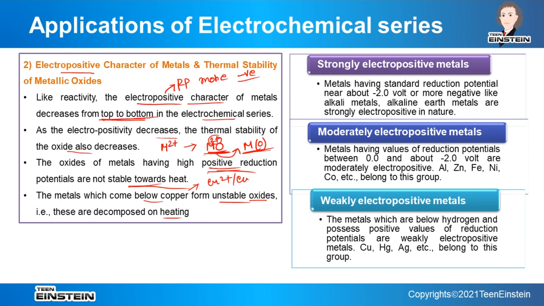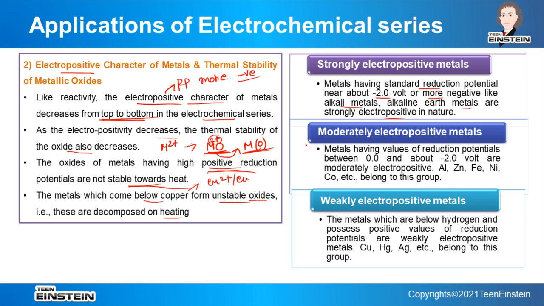So again here we have a table of 3 different types of metals. You can also compare it with the previous reactivity series that we have seen, that is moderately reactive, highly reactive, and less reactive. So here in this category, it is already mentioned that metals having reduction potential value near about -2 or more negative, suppose -2, -2.5, -3, you will mostly find these negative values for alkali metals and alkaline earth metals. So that is why they are strongly electropositive in nature.